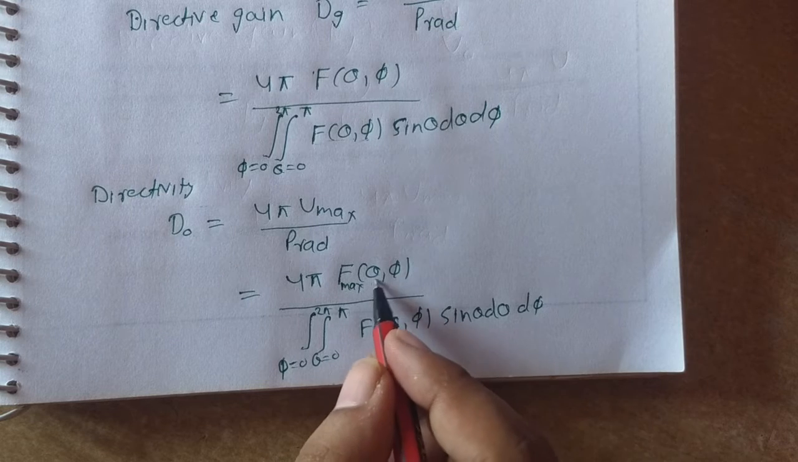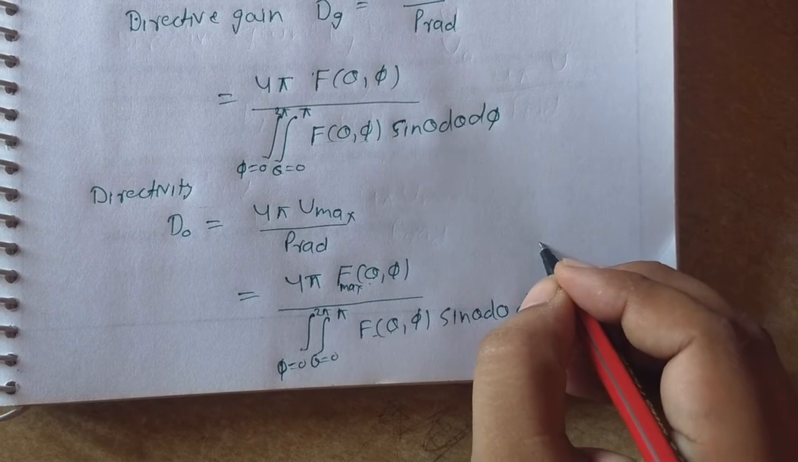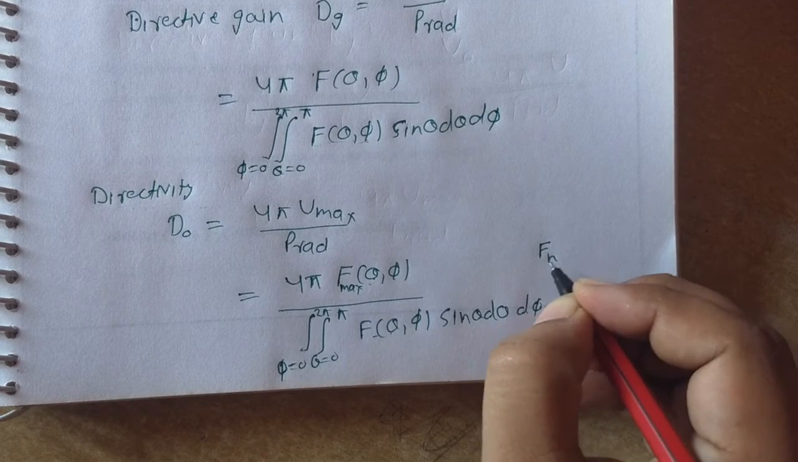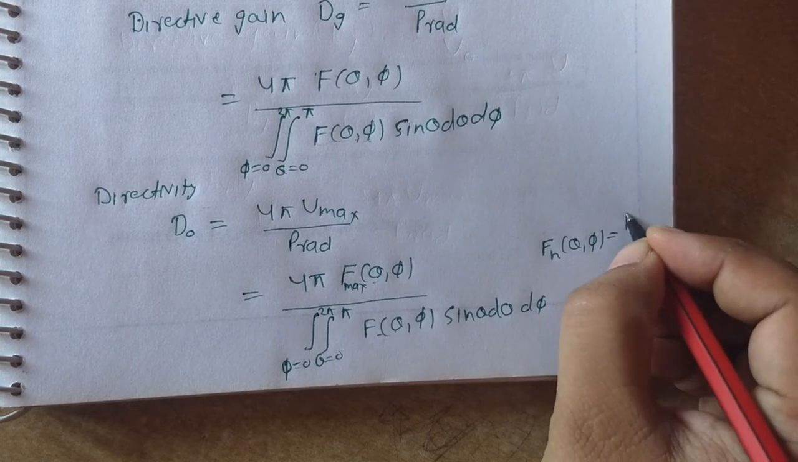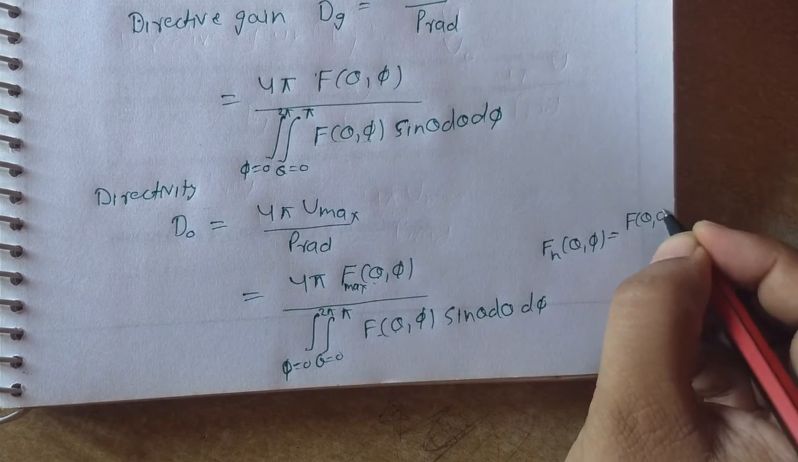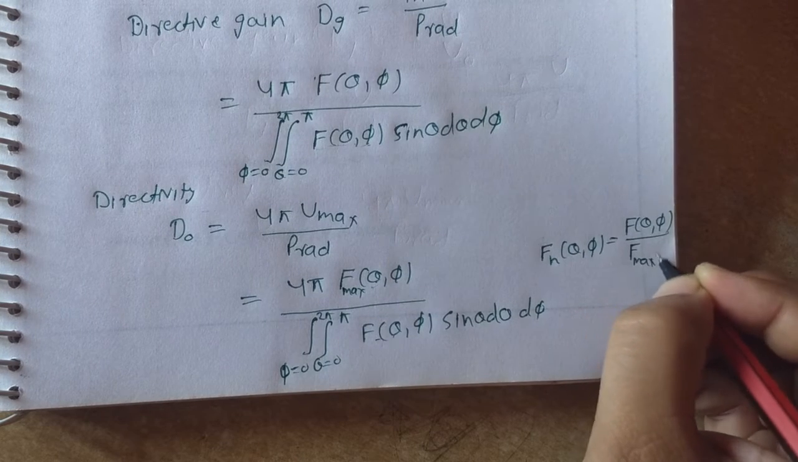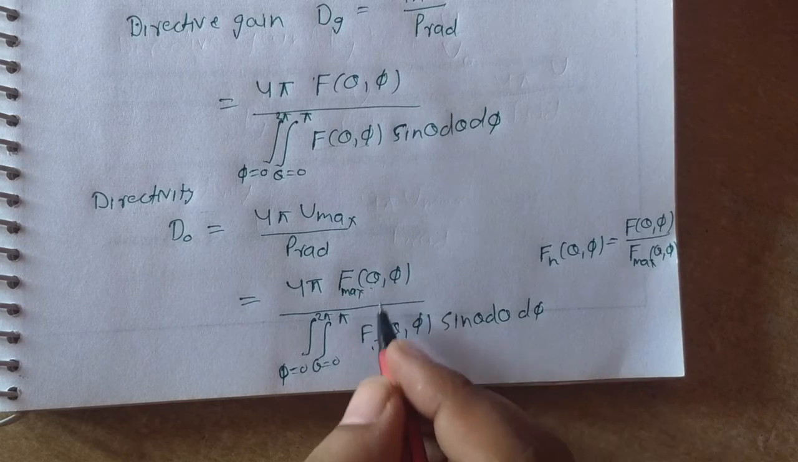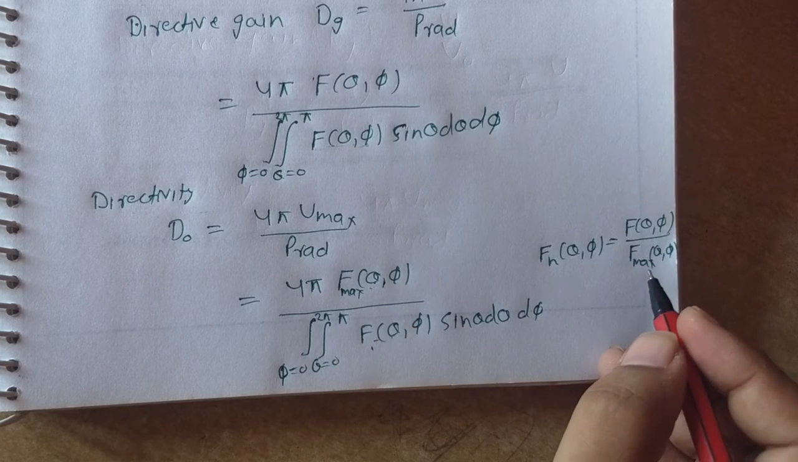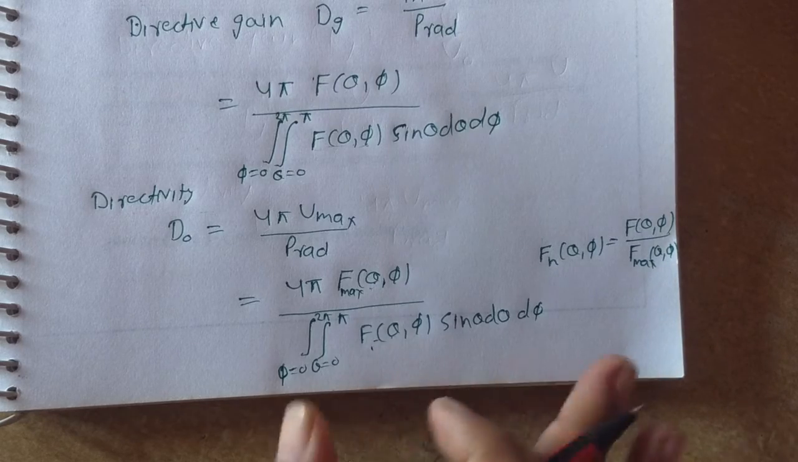we divide the numerator and denominator by F max(theta, phi), and we write here F normalized (theta, phi) equal to F(theta, phi) divided by F max(theta, phi). So we have to divide both numerator and denominator by F max(theta, phi), so that we can get here the F normalized value.